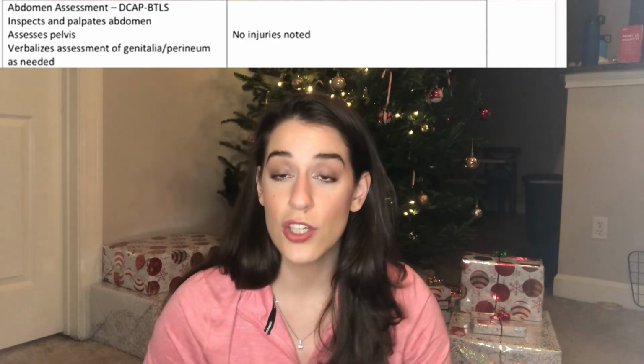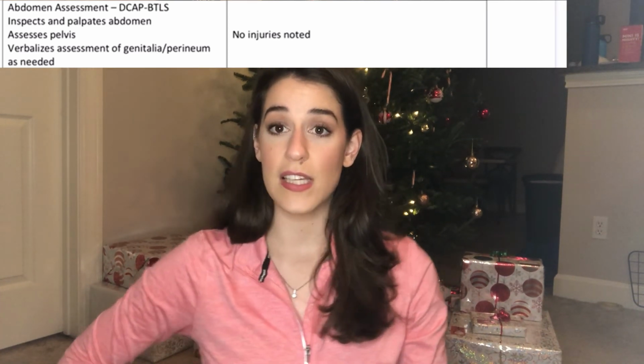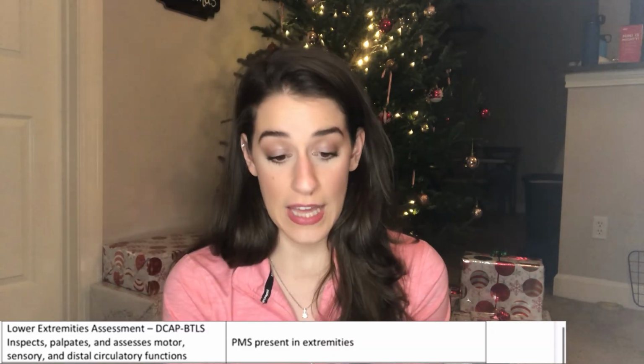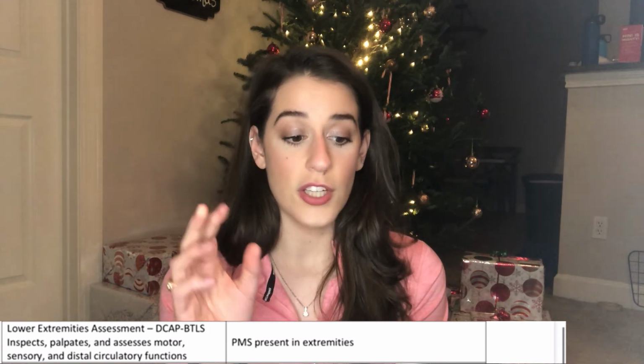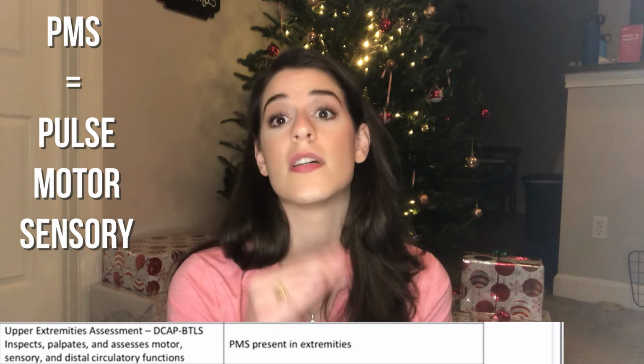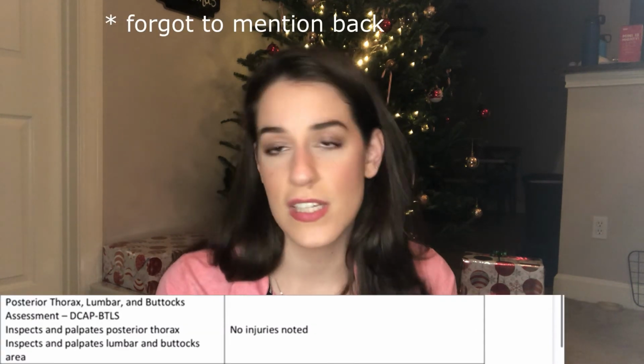And then the abdomen, you're going to inspect and palpate in all 4 quadrants. You're going to inspect the stabilization of the hips, and you're going to check genitalia and perineum if it is needed. And then you're going to move on to the lower extremities, the legs. You're going to inspect, palpate, and assess PMS. Same thing for the arms. Inspect, palpate. Inspect just means you're looking at it, to see if you see any bruises, any cuts.